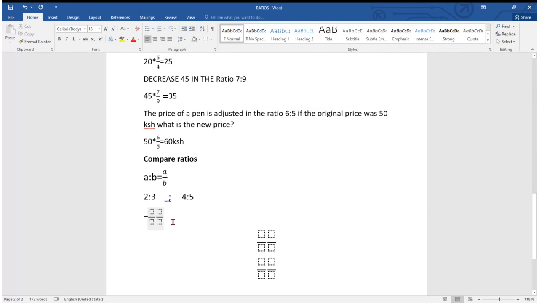so let's come here. It's 2 over 3. I make this one bigger so that you can see it properly. And here I have 4 over 5. The first way that I do here is you take these two, you compare the numerators and the denominators. The numerator is 2, the denominator is 3, and here the denominator is 5.